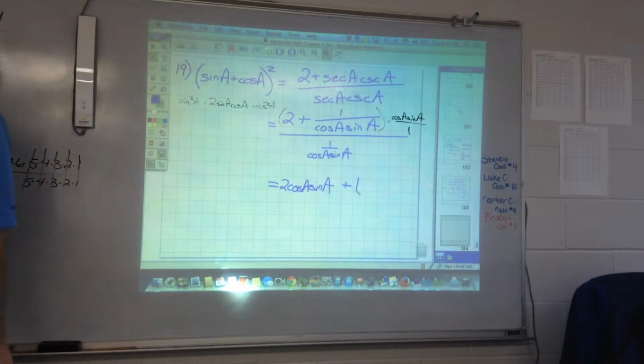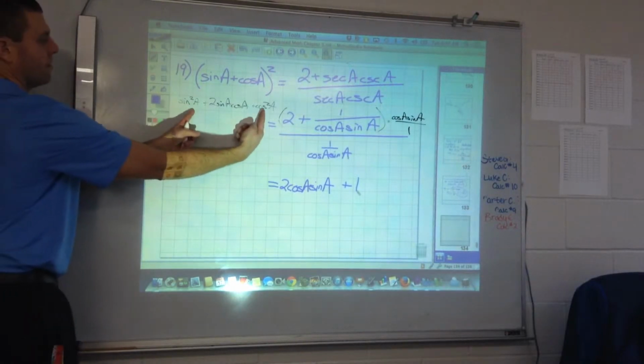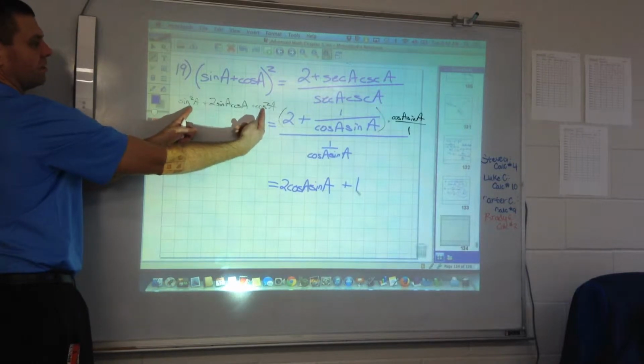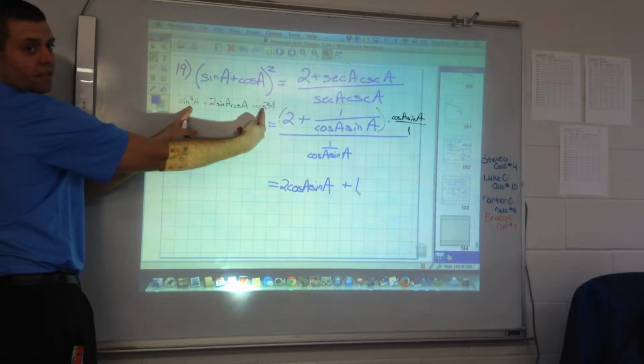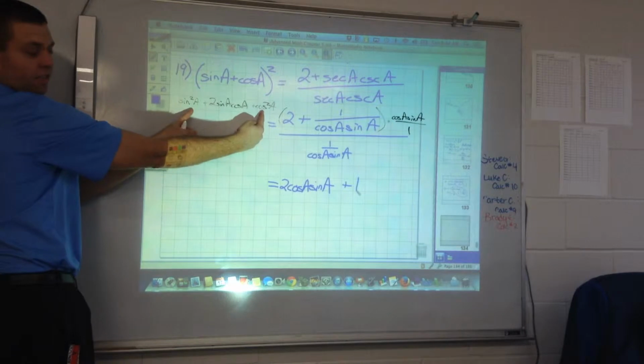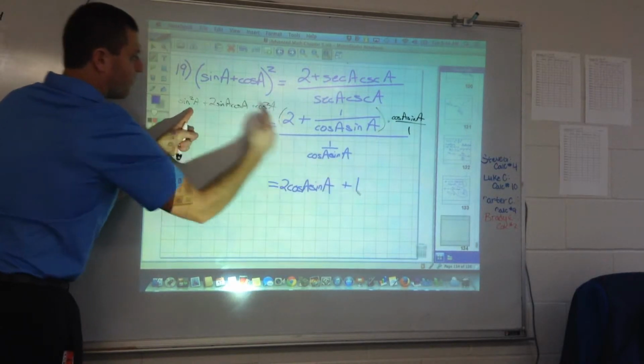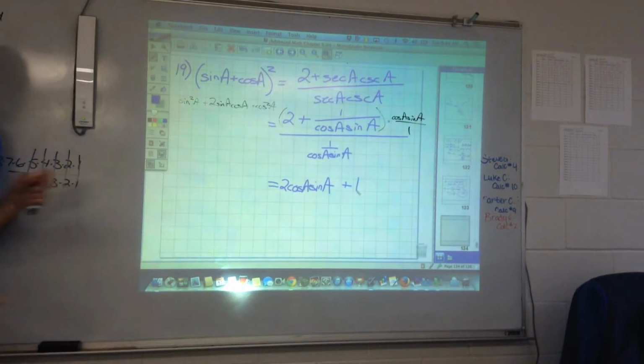Say something if you want me to write out the FOIL. Everybody good on me foiling? Drew? I was just going to go to the next thing. So wouldn't sine squared A plus cosine squared A just be 1? Yep. Drew's noticing this is really 1, isn't it? And these two things add together. If they're 1, don't we have exactly that?